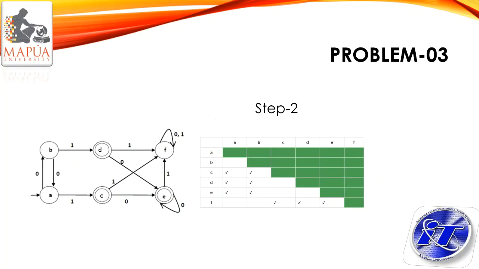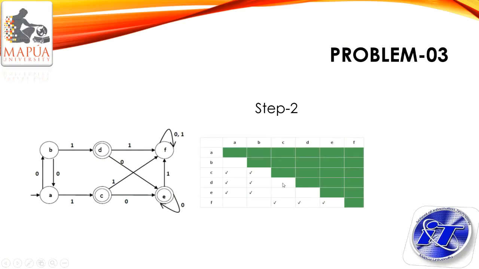So now let's proceed with step 3. Probably we could mark more cells. So let's start with BA. In BA, if it's 0, B will go to A, and A will go to B. So BA is not marked. And if it's 1, it will go to D, and it will go to C. So we have CD. CD is not marked, so we're not going to do anything with this cell.